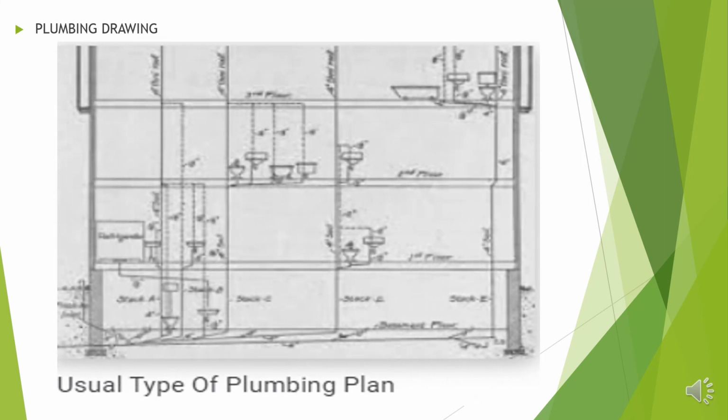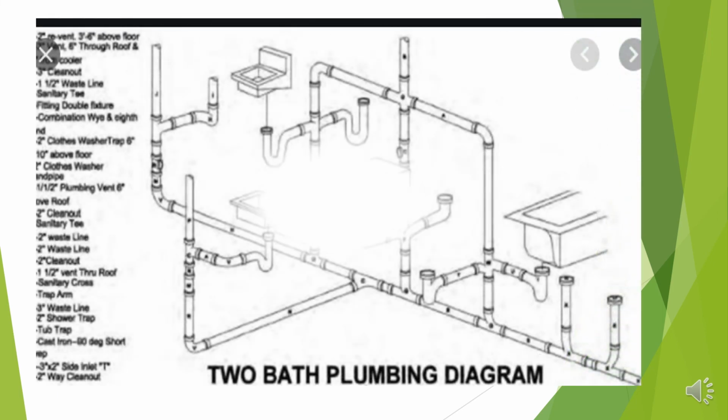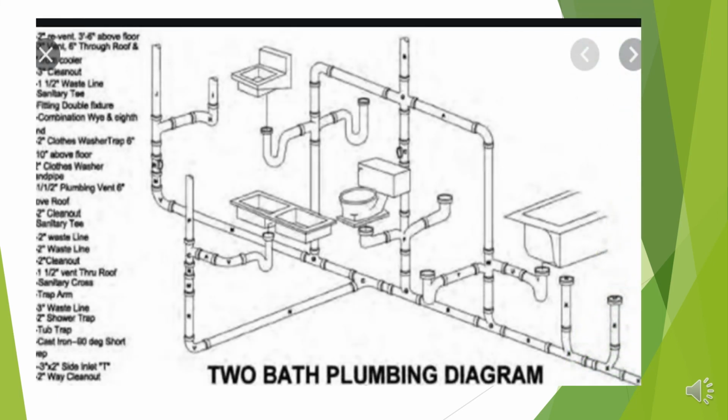Plumbing drawing will give you where the basin has to be located, how the drainage line has to be carried out, and all these details will be provided in the plumbing drawing. This is one section of the bathroom plumbing diagram. Here you can see all this explanation has been given, where the basin has been located, how the pipes have to be connected, how it is going to go down, etc. This is a plumbing layout.